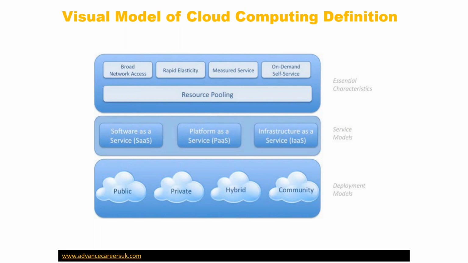Visual model of cloud computing. You have the deployment model, the service model, and the essential characteristics. So we have resource pooling, which I've talked about, broad network access, rapid elasticity, measured service, on-demand service. Then the service model, which is the most popular one today: software as a service, SaaS, platform as a service, PaaS, and infrastructure as a service, IaaS. Sorry. The most popular among these three is software as a service.